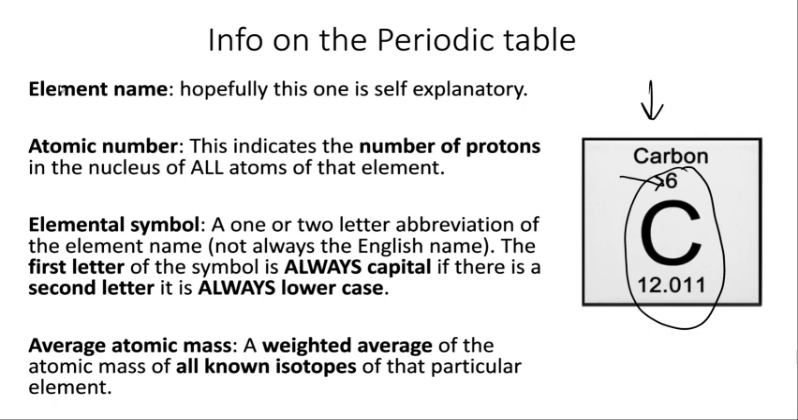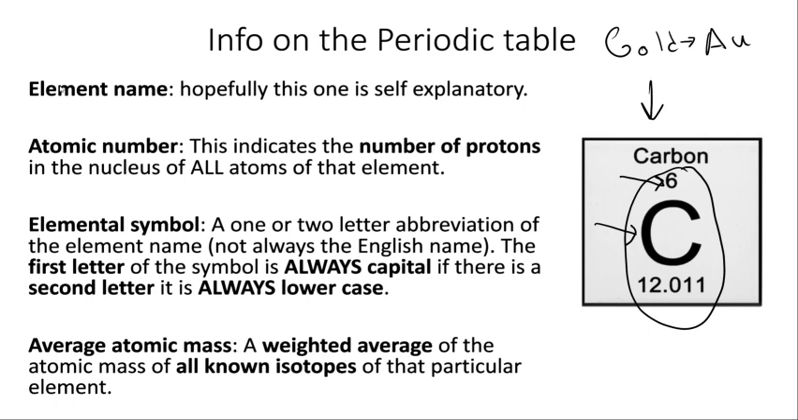Okay, elemental symbol, this one right here. It's a 1 or 2 letter abbreviation of the elemental name, but not always the English name. So that's why the elemental symbol for some things is different than you might think it should be. Like gold. Its elemental symbol is Au, from aurum. Not gold. So it's not GO, it's Au.